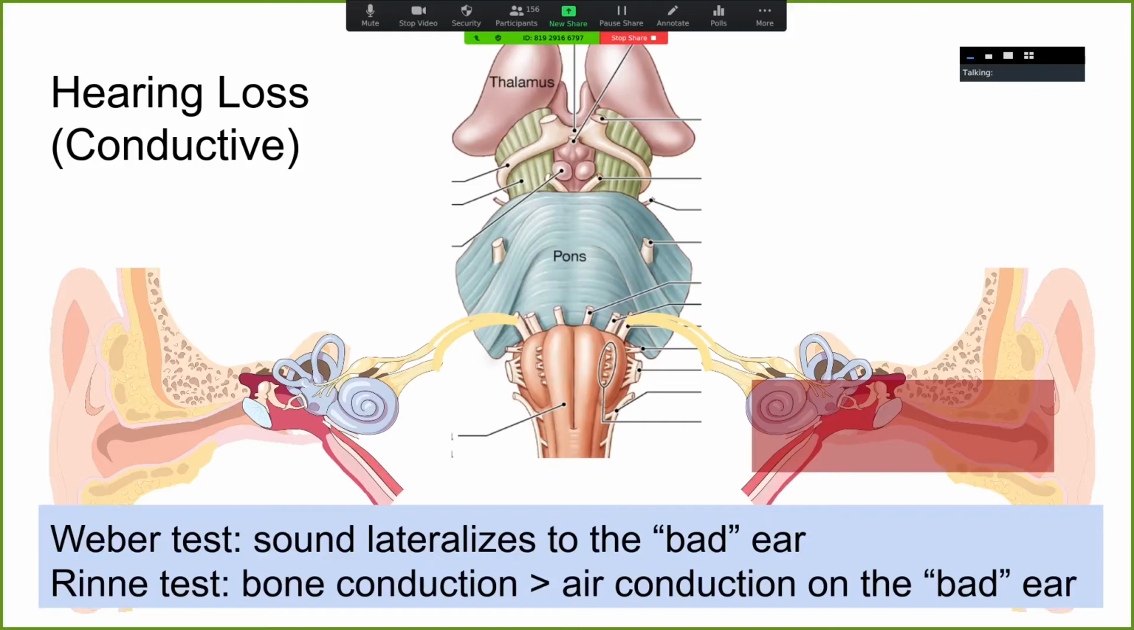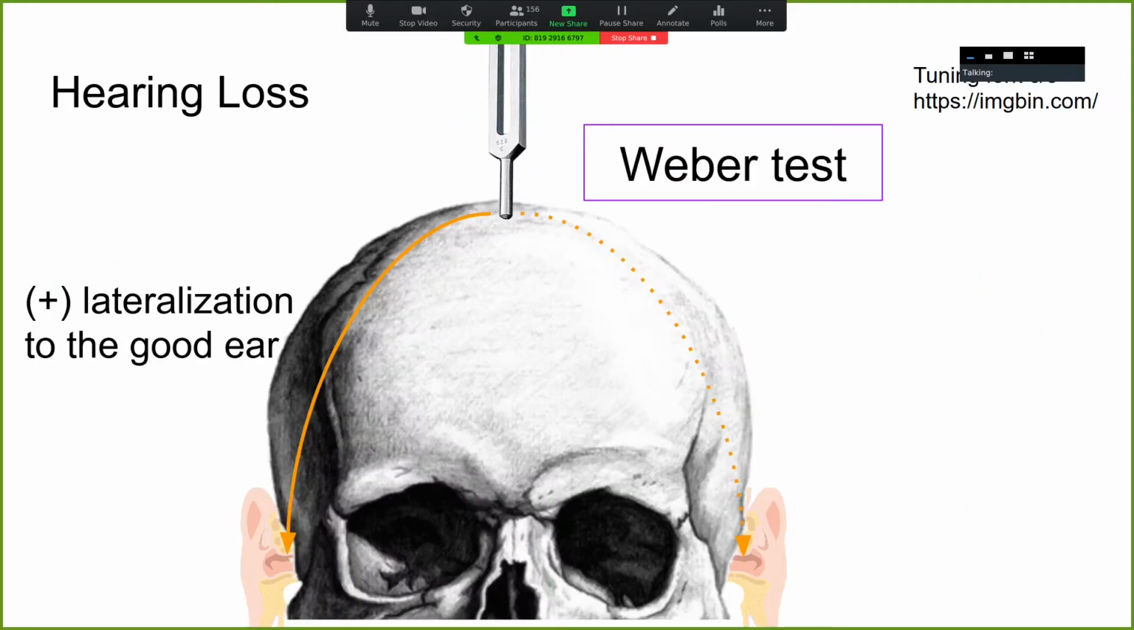Okay, so the problem is not involving the 8th cranial nerve over here. So on Weber, the sound lateralizes to the side of the bad ear, and on Cranial test, the bone conduction is better or longer than air conduction, which is not supposed to be that way. So this is conductive hearing loss.